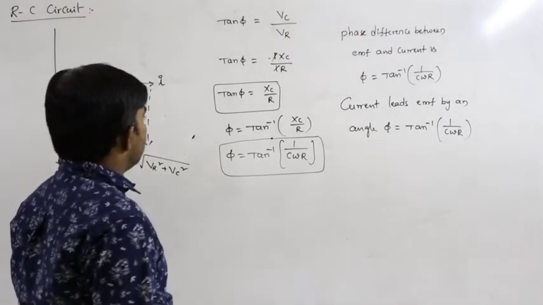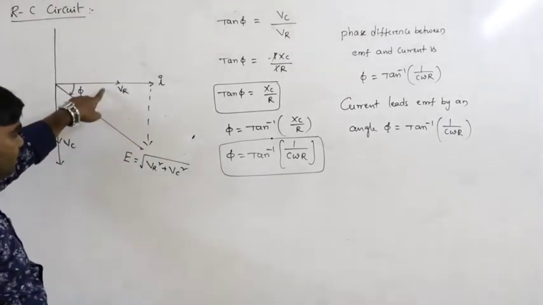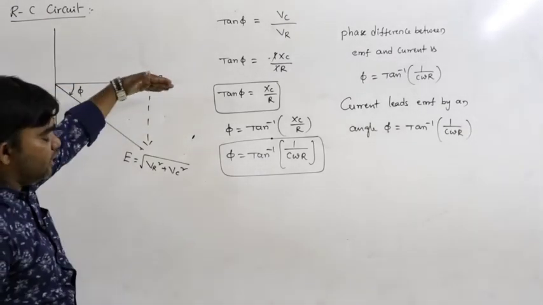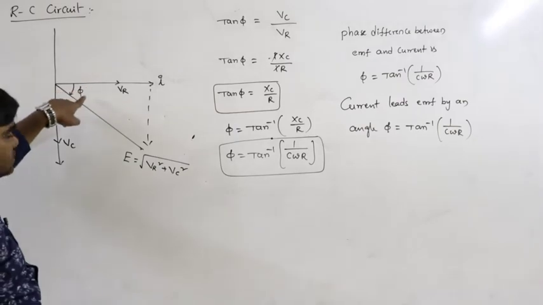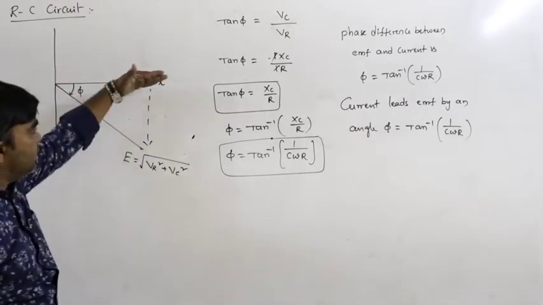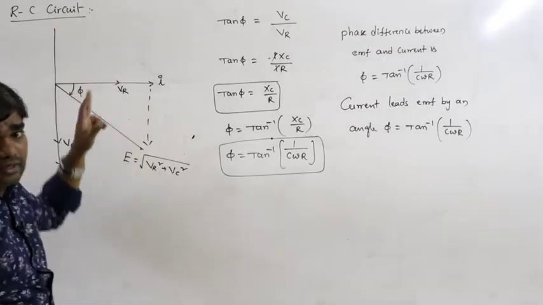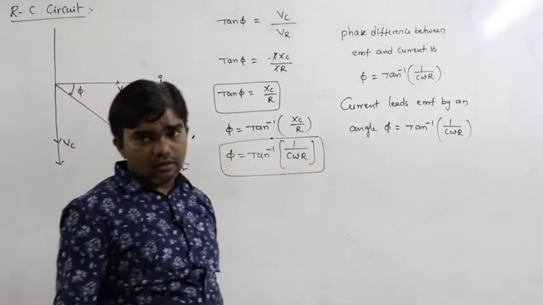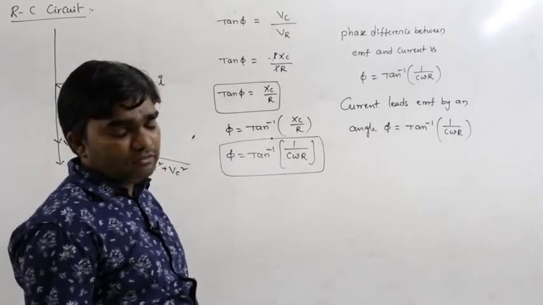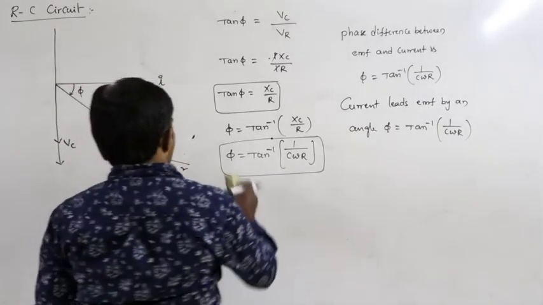So this is the phase difference between EMF and current. This is the net EMF here and this is the current direction. The angle between these two is phi. So this is the condition: current leads by an angle phi, which equals tan inverse 1 by C omega R.